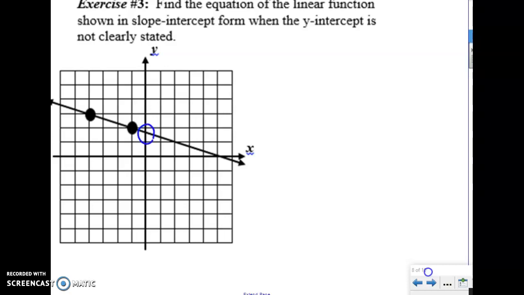But this time, guess what? That y-axis is a problem. It's not at a whole number. It's not at 1 and it's not at 2. It's somewhere in the middle of 1 and 2. So I'm going to have to come up with the y-intercept a little bit differently.